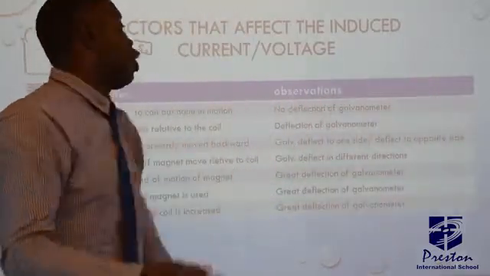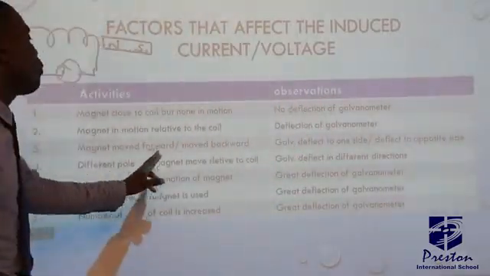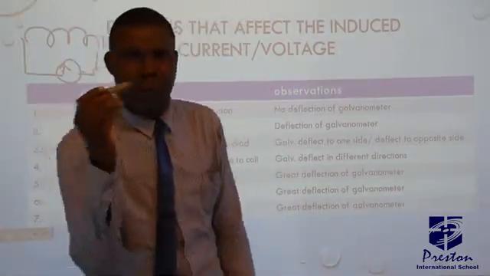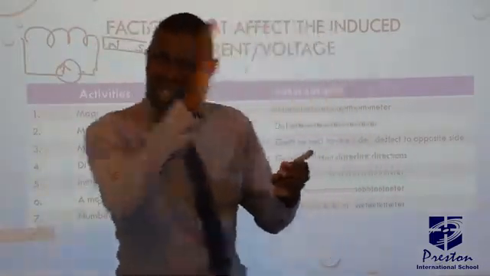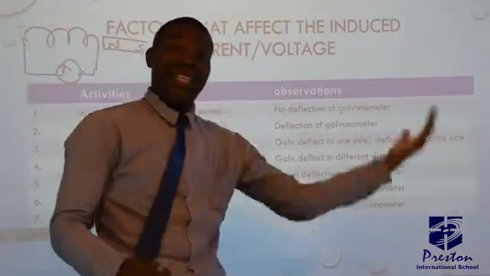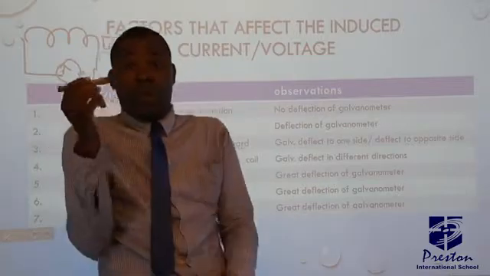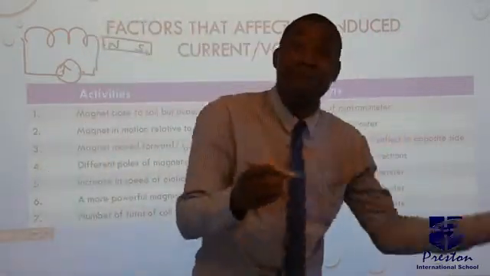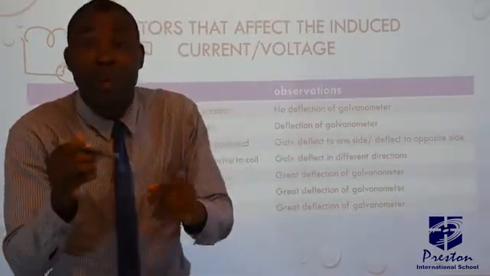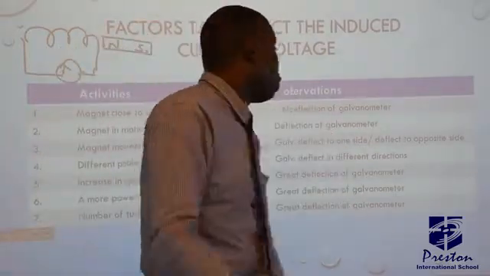relative to each other. Now, magnet moves forward or magnet moves backward. We discover that when the magnet moves forward, the galvanometer deflects in a certain direction. When the magnet moves backward, it also deflects in a certain direction. Also, when you use the north pole, the deflection of the galvanometer will be different from when you use the south pole.